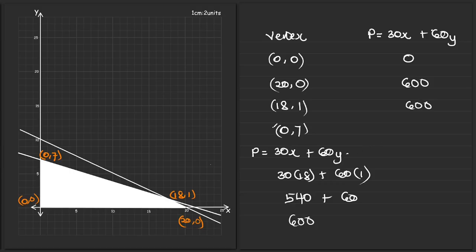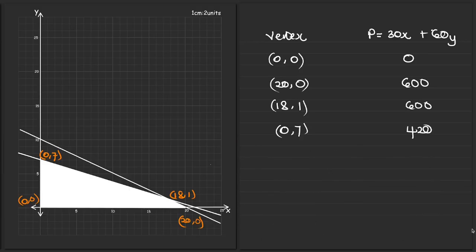Then we come to 0, 7. So for 0, 7, we have 30 into bracket 0, then plus 60 into bracket 7. When we evaluate this, we have 30 times 0, which gives us a 0, then 60 times 7, which gives us 420. So we have 420.